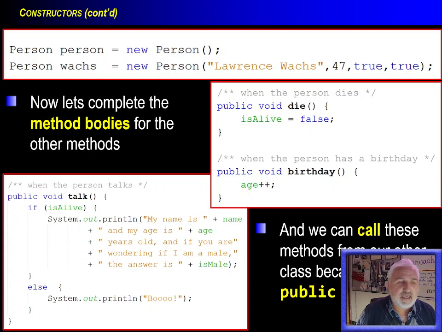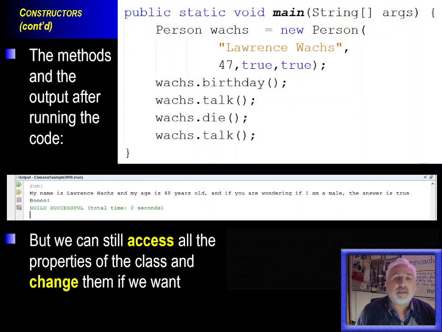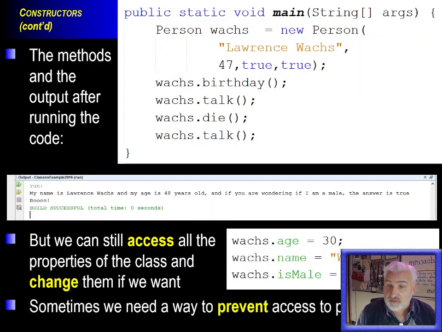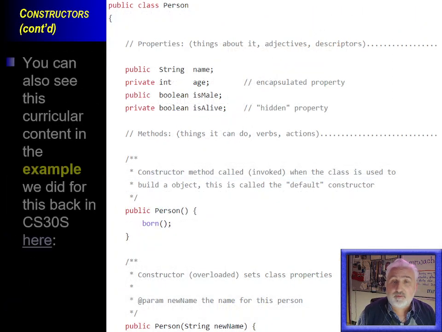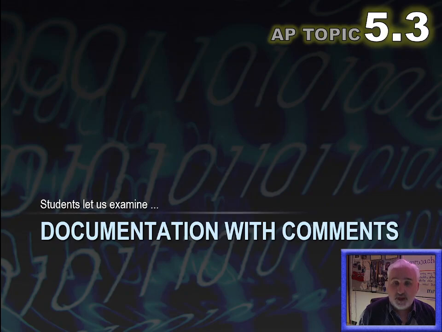So again, you can see examples of all this in the Computer Science 30S code. You can see various examples of us using it, and that's why this is a review. You can also see more advanced revision of this in the Computer Science 40S code.